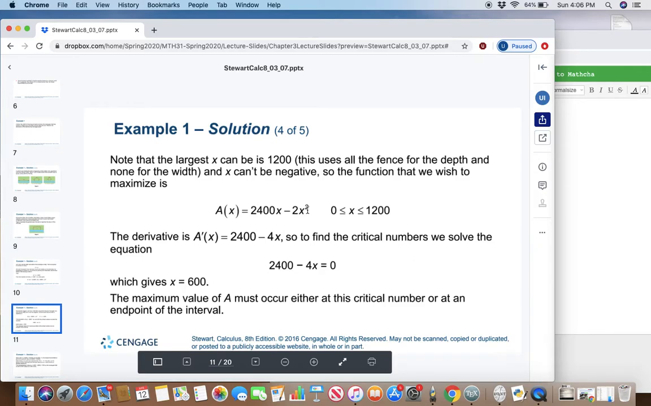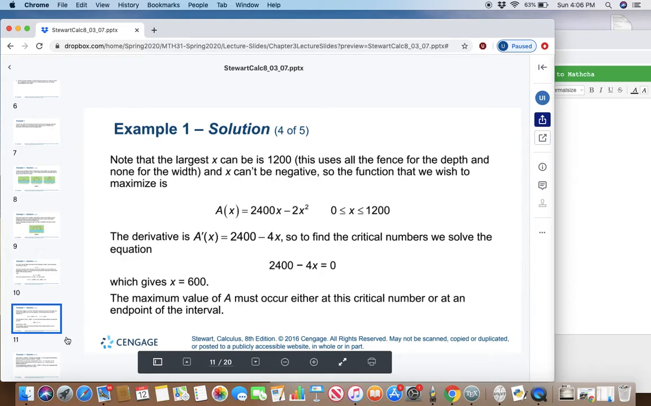Okay. How do we find the maximum? You're looking at maybe critical numbers. This is a polynomial, so its derivative will exist. Take the derivative. This gives me 2400, this gives me 4x. So 2400 minus 4x. To find the critical number, take the derivative, set it to 0, and solve for x. You should get x equals 600. So the maximum value of a will occur either at the critical number or at the endpoints.